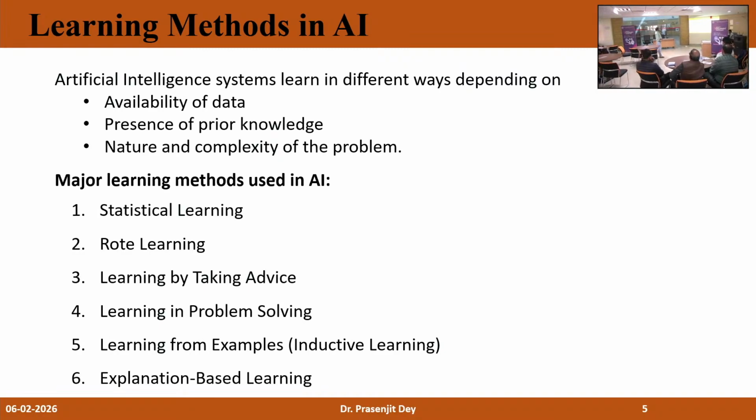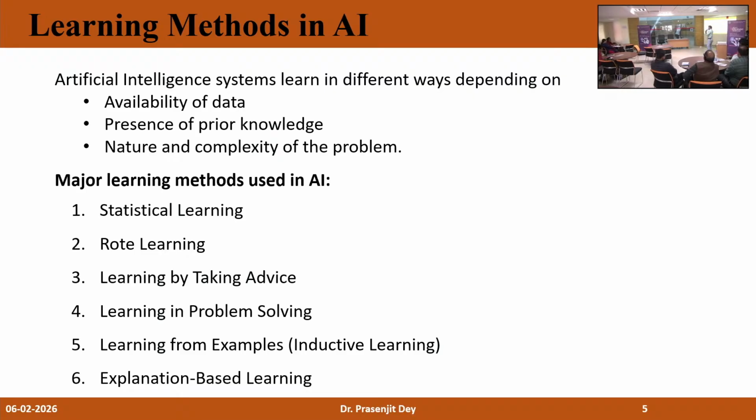So AI systems learn in different ways depending on the data availability. We cannot learn everything if we do not have the data. So how we are going to learn depends on the amount of resources we have. Suppose I want to learn quantum computing, but I do not have a good guide, good materials, tutorials or books with me. In that case, I need to change my learning strategy.